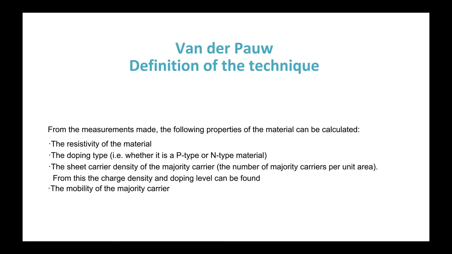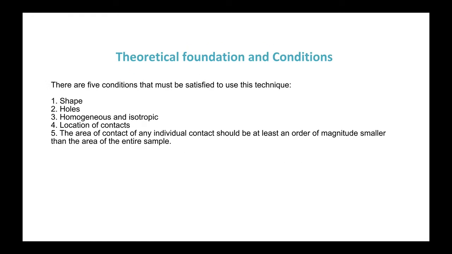This difference becomes important for anisotropic materials, which can be properly measured using the Montgomery method and the extension of the Van der Pauw method. From the measurements made, the following properties of the material can be calculated: the resistivity of the material, the doping type, whether it's a p-type or n-type material, and the sheet carrier density of the majority carrier. This is the number of majority carriers per unit area. From this, the density of the doping level can be found, and the mobility of the majority carrier.